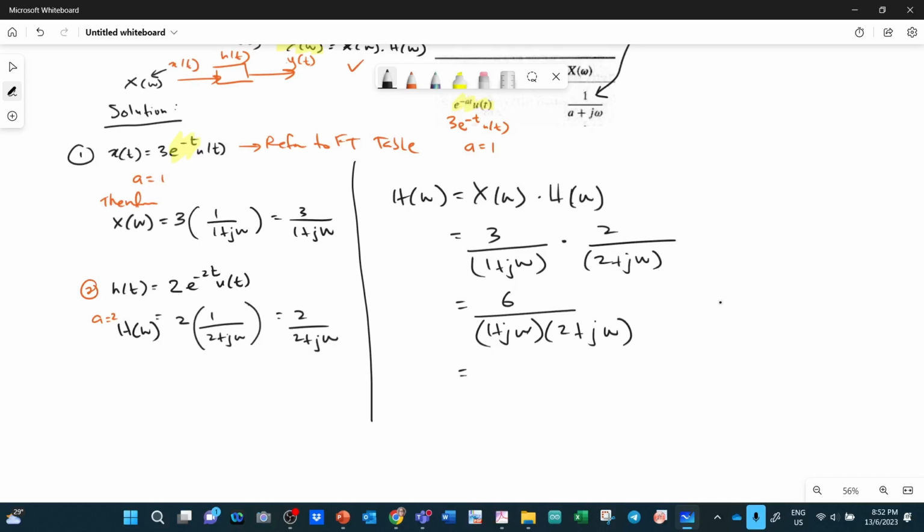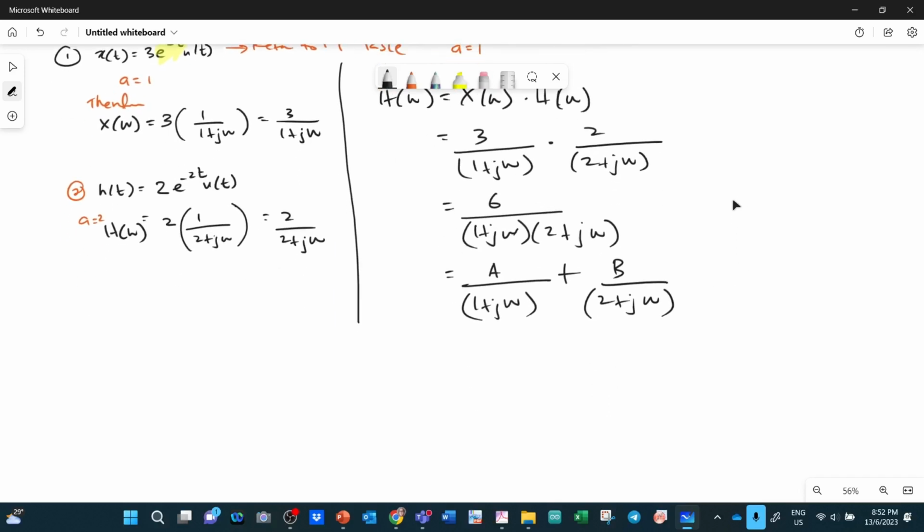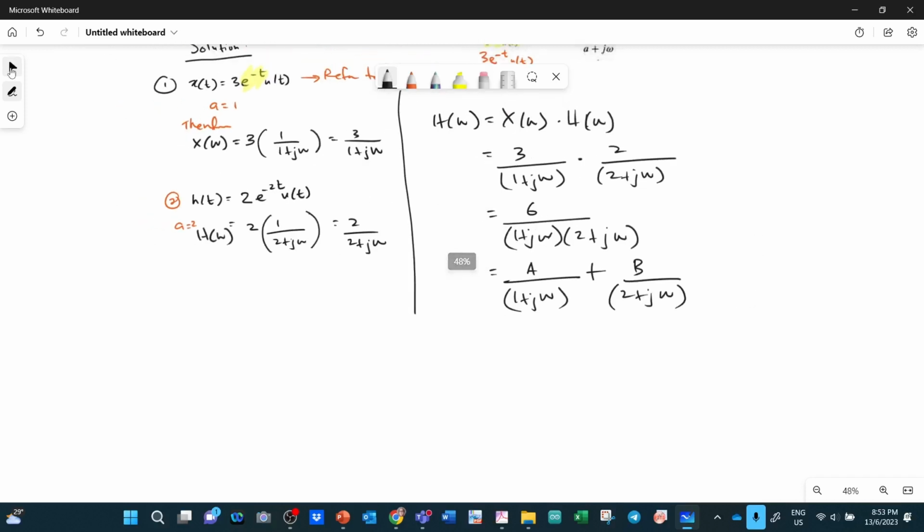What we need to do here is use partial fraction. We are going to divide it into A over 1 plus J omega plus B over 2 plus J omega. Do you remember partial fraction? This is mathematics, so you need to remember how to do partial fraction. How do you get the A value here using partial fraction? Anyone?